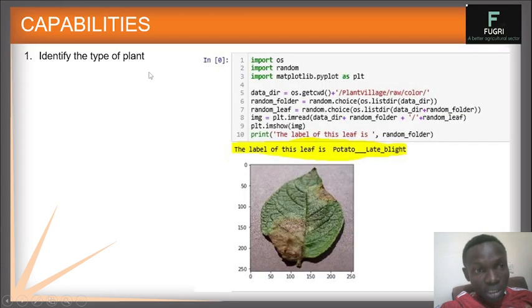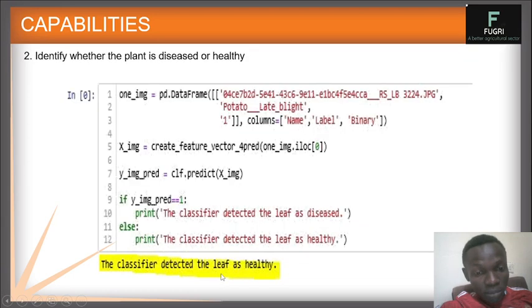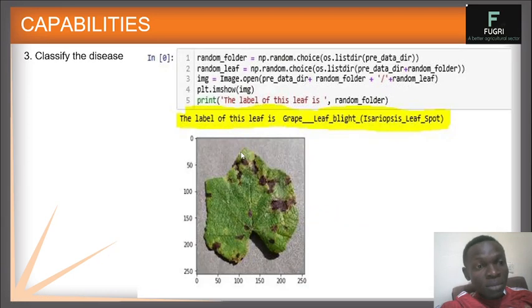First, identifying the type of plant. As it can be seen, it's also capable of identifying whether the plant is diseased or healthy, as seen in the part highlighted in yellow. It's also capable of classifying the disease.